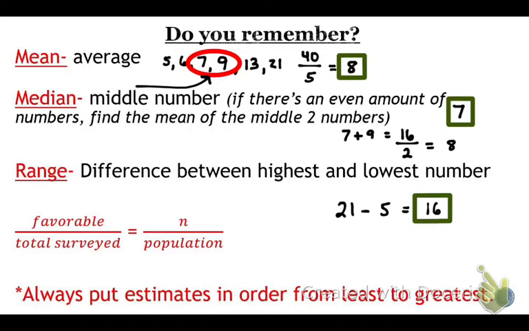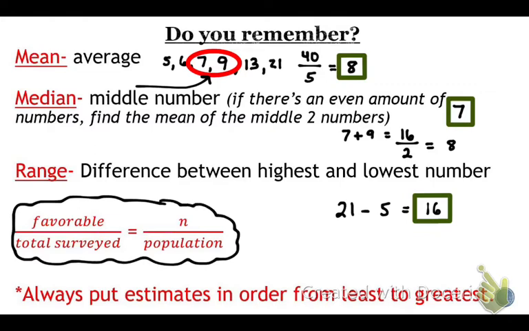Now there's a formula here. If you would, draw a cloud around it because this is important. We talked about this last week and we're going to use this a lot throughout today's lesson. Favorable divided by the total surveyed equals n divided by the population. So we want to remember that formula. Finally, there's one last thing I want you to remember. Read me what it says down here. Always put estimates in order from least to greatest. Okay, so this information will be very helpful today during our lesson.